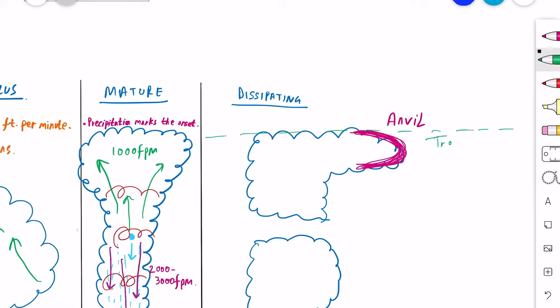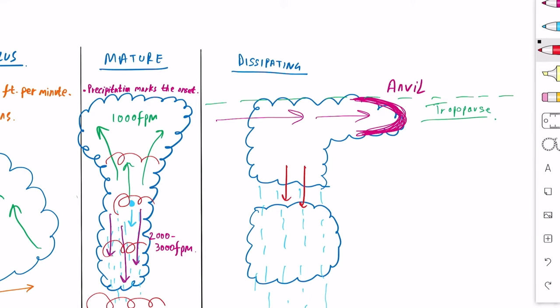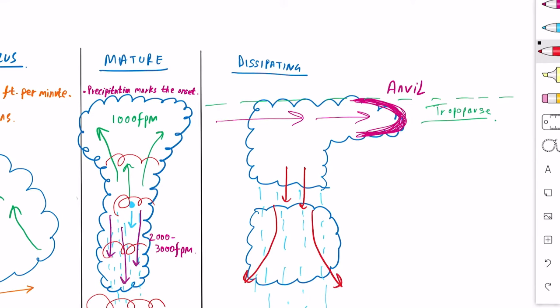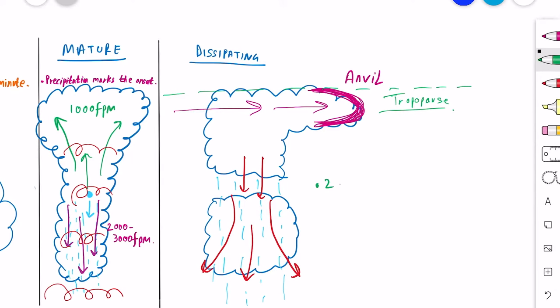The anvil is formed when the cloud reaches the tropopause. And we know that the cloud cannot climb above the tropopause. So when it reaches the tropopause, the wind spreads the cloud horizontally, and this horizontal movement of air leads to the formation of an anvil. Now, since the moisture supply wasn't enough to sustain the system, there are no updrafts, and the downdrafts remove the remaining moisture from the cloud. So only downdrafts are experienced and no updrafts. This stage lasts for around 2 to 3 hours.